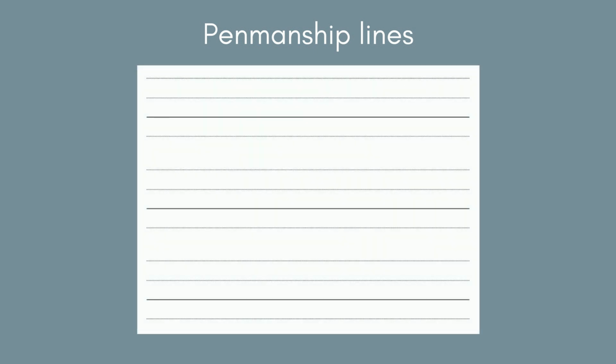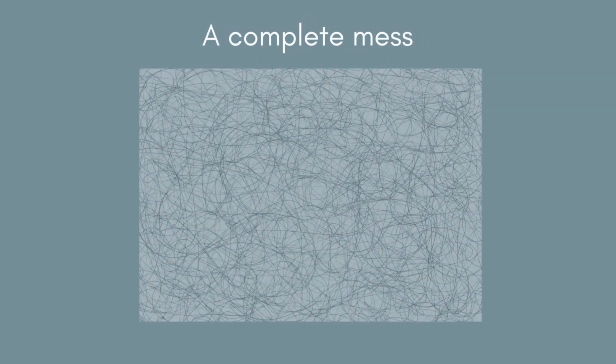Each of the children has a notebook or piece of paper with penmanship lines on it. I smile at the children and start to draw a lowercase a in the air with my finger, but I draw it very fast. The children look at me and probably think, "Huh?" I smile and gesture for them to write something. What they write may be a complete mess, which is fine.